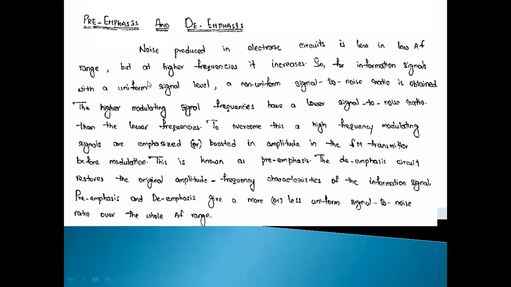In general, the signal quality is deteriorated at low frequency levels. Whereas to improve the signal strength, use the pre-emphasis networks.